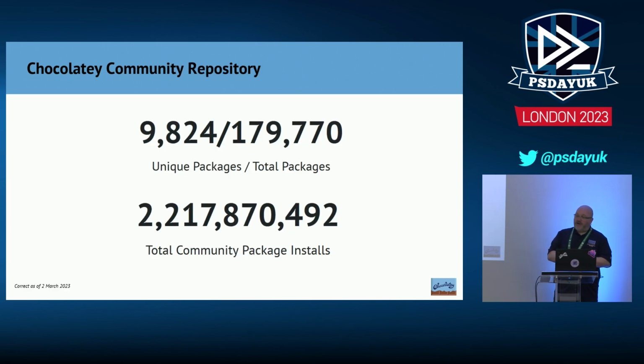And Chocolatey Community Repository, while not one of the products we talked about in those 6 at the beginning, is an incredibly valuable resource with almost 10,000 unique packages on there and 180,000 versions of those packages. It's got to be trusted by a lot of people in order for us to reach 2.2 billion downloads as of yesterday. So that's a huge number of downloads, a huge number of packages, a huge resource for any organization that wants to use that.